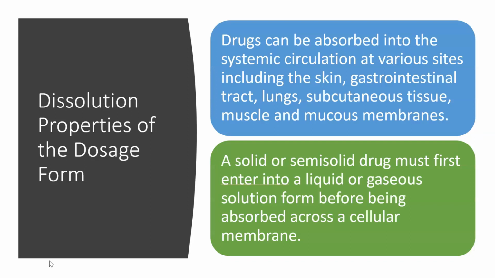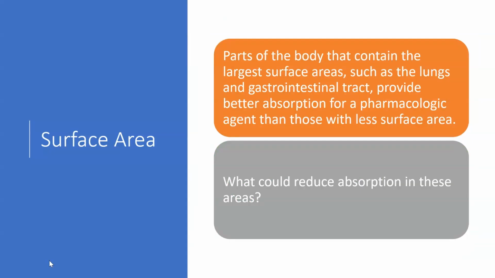So, dissolution properties and the dosage forms. Drugs can be absorbed into the systemic circulation at various sites, including the skin, gastrointestinal tract, the lungs, subcutaneous tissue, muscle, and or mucous membranes, okay? A solid or semi-solid drug must first enter into a liquid or gaseous solution form before being absorbed across a cellular membrane. Surface area: parts of the body that contain the largest surface area, such as lungs and gastrointestinal tract, provide better absorption of a pharmacologic agent than those with less surface area.